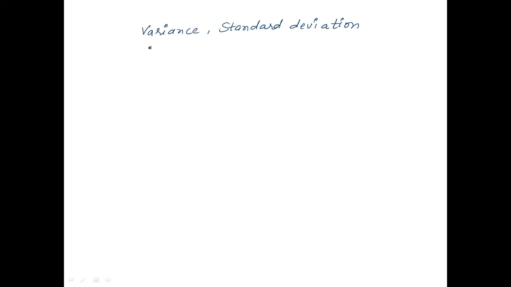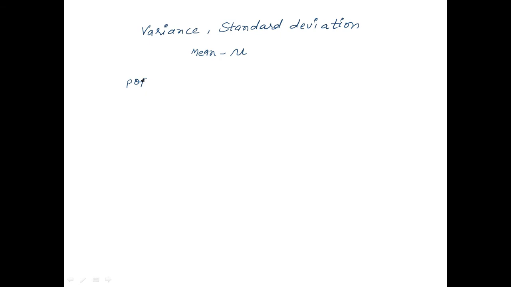Next important topic is variance and standard deviation. Now what is variance? Variance is the average of squared deviation from the mean, where the mean can be represented as mu.